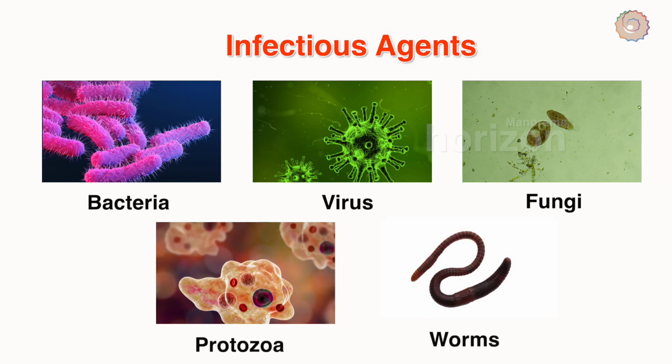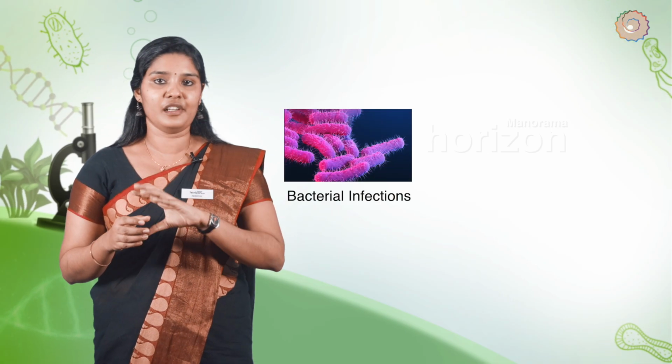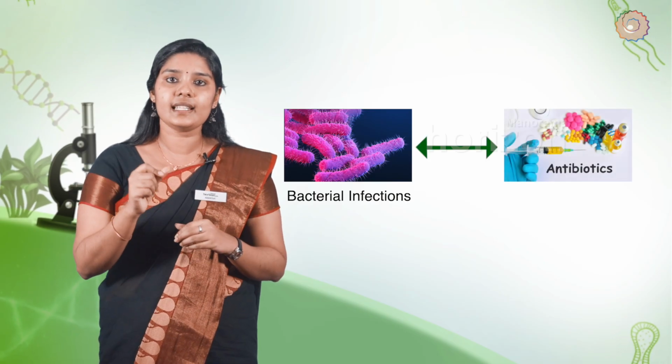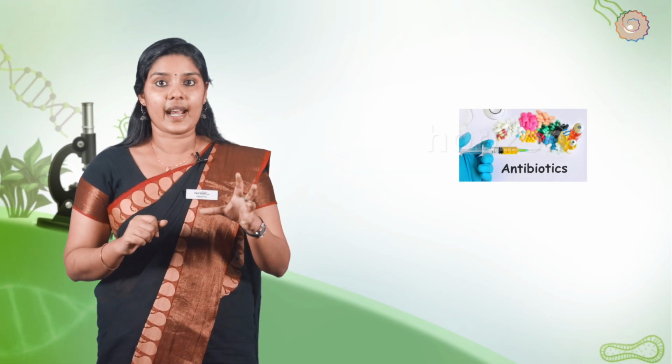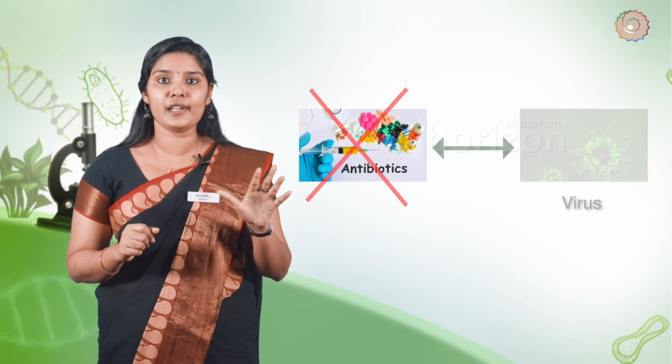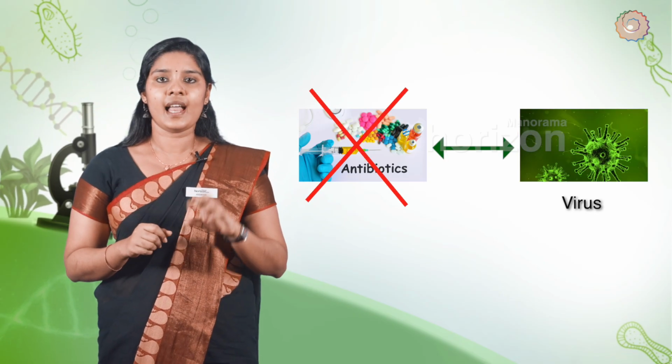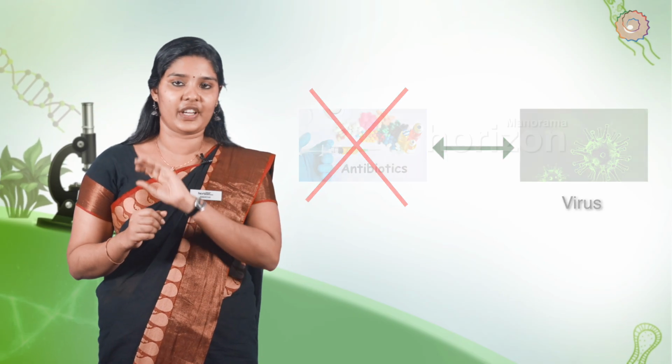Now think, why do we need to classify infectious agents into different categories? The classification of infectious agents into different categories helps in deciding the treatment method to be adopted. Bacterial infections are generally treated with antibiotics, whereas antibiotics cannot be used for viral infections. Let's have a look at each infectious agent one by one.